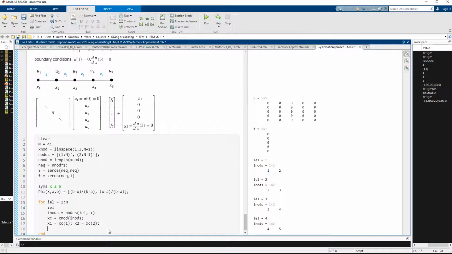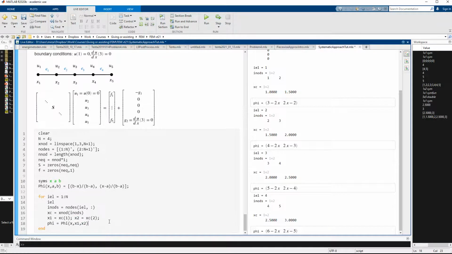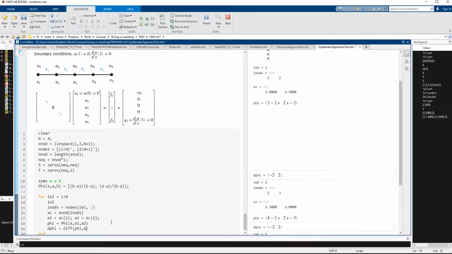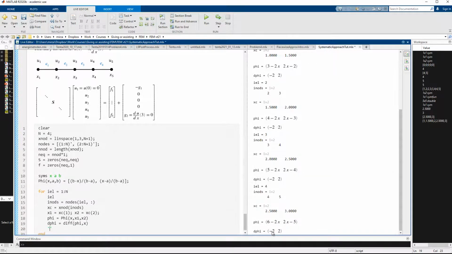Good. Now I can implement the basis function. I'm using capital phi here, and it's still going to vary with x, but between x1 and x2. So this is my basis function for each element. So far so good. The thing I need to do now is to take the derivative of my basis function. So d phi is going to be the differential of phi with respect to x. And of course phi is linear, so the derivative will be a constant.